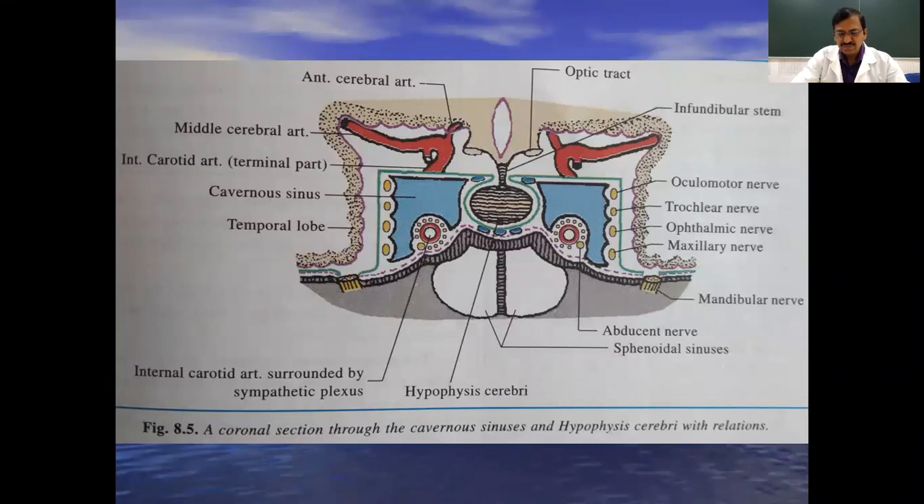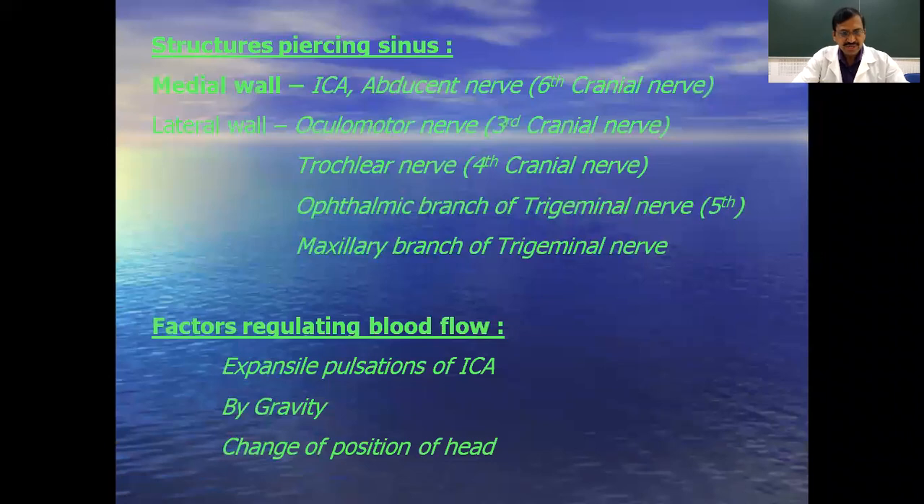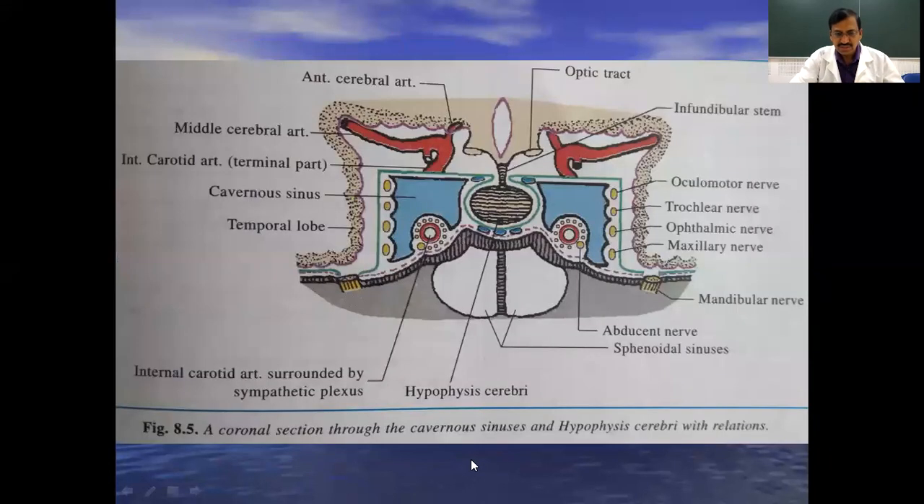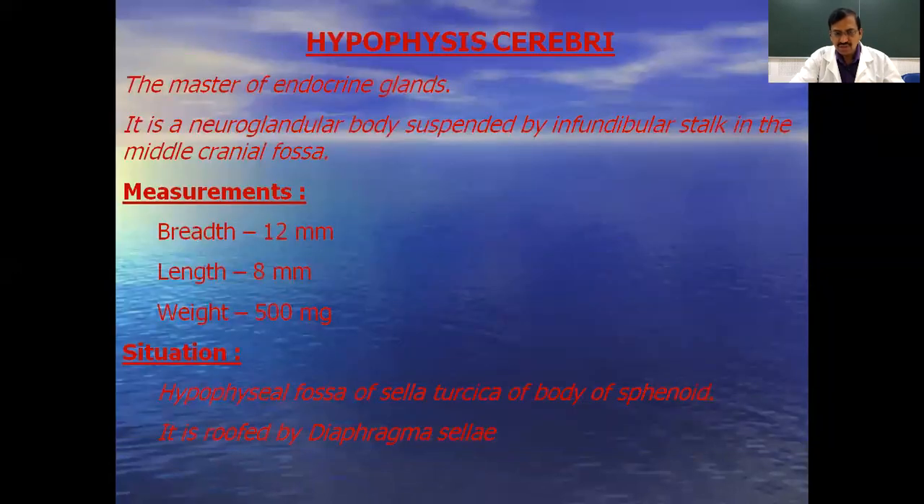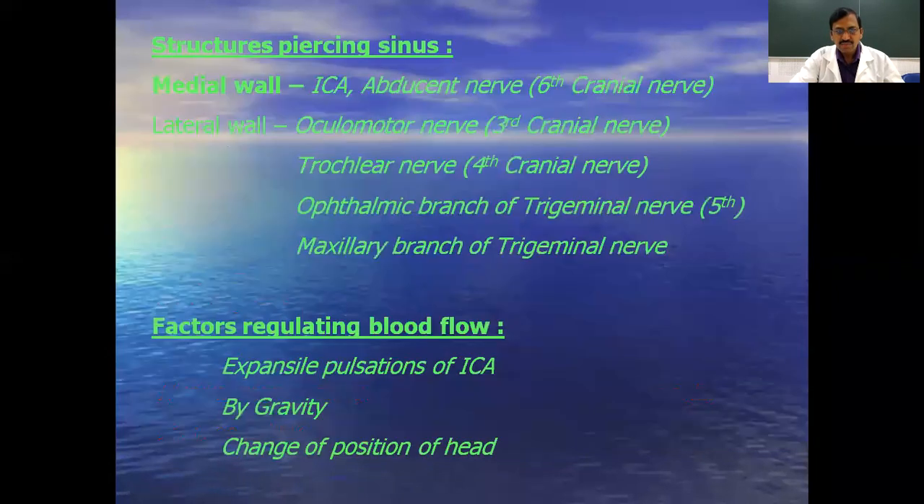Next, coming to another point, that is the factors which are regulating the blood flow. That is expansile pulsations of the internal carotid artery. They regulate the blood flow to the cavernous sinus, and also gravity and changes of the position of the head. These are all the things which are regulating the blood flow through the cavernous sinus.